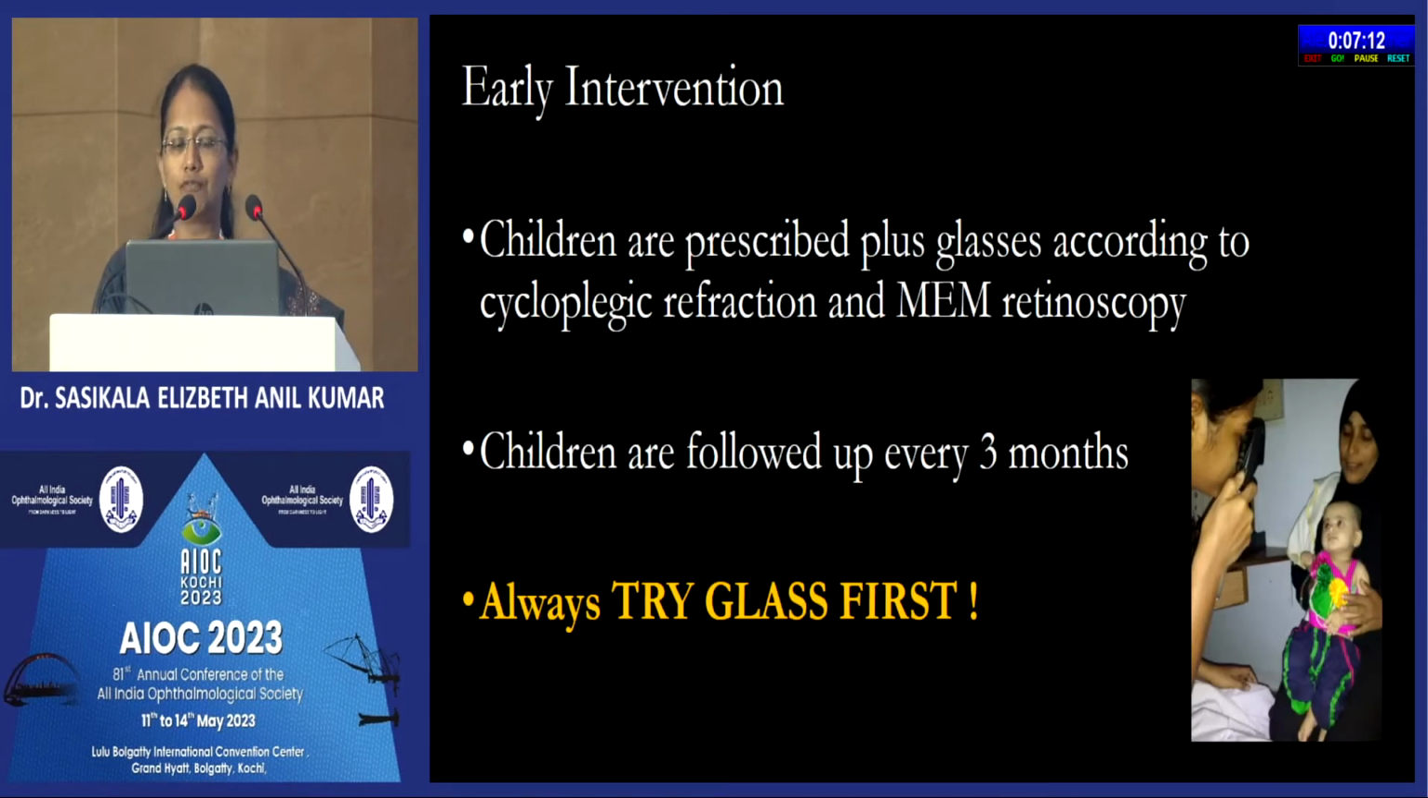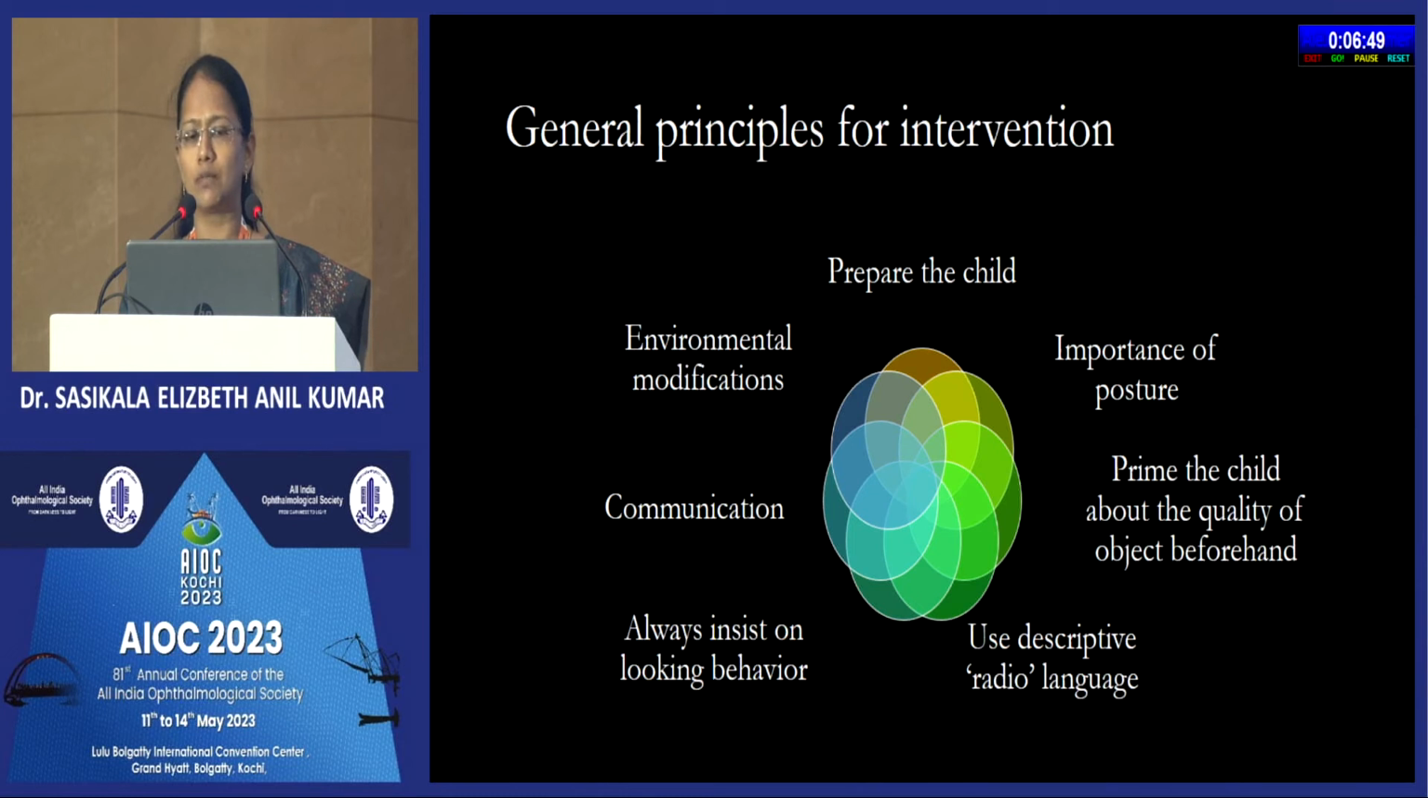So the first thing to be tried is glasses. Glasses are a must. There's a common notion that children with CVI do not accept glasses, and it's very difficult to prescribe glasses for them. But even if the refraction is going to be normal, prescribing a low plus such as +2 to +3 or +5 will help them to perform the interventions in a better way. So perform a cycloplegic refraction and a manifest refraction, and wherever possible, try to give them glasses.